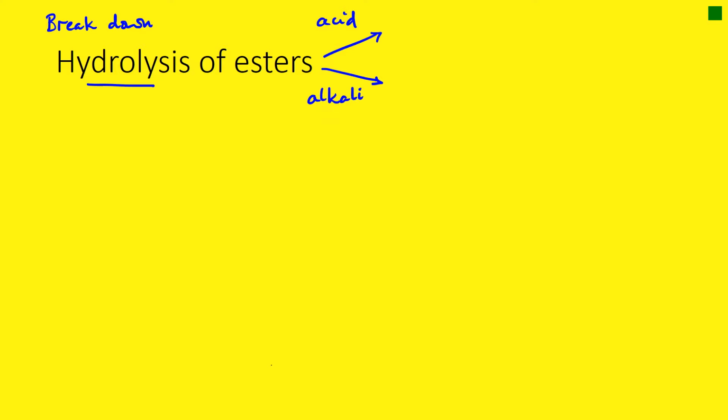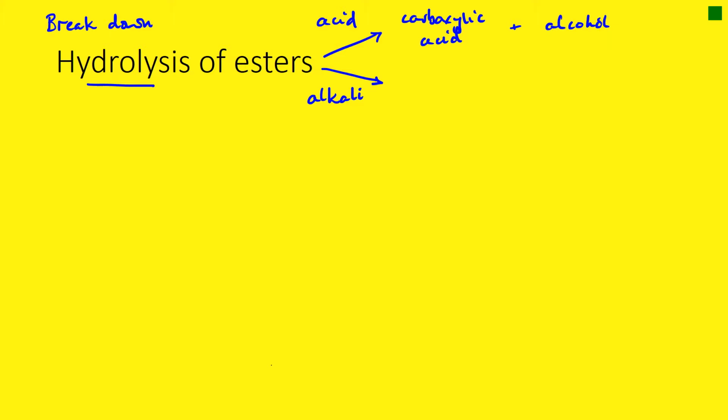One is called acid hydrolysis, and the other one is called alkali hydrolysis. When we do acid hydrolysis, that's with dilute acids. It doesn't have to be a strong acid. Then we're going to get our carboxylic acid and our alcohol molecule.